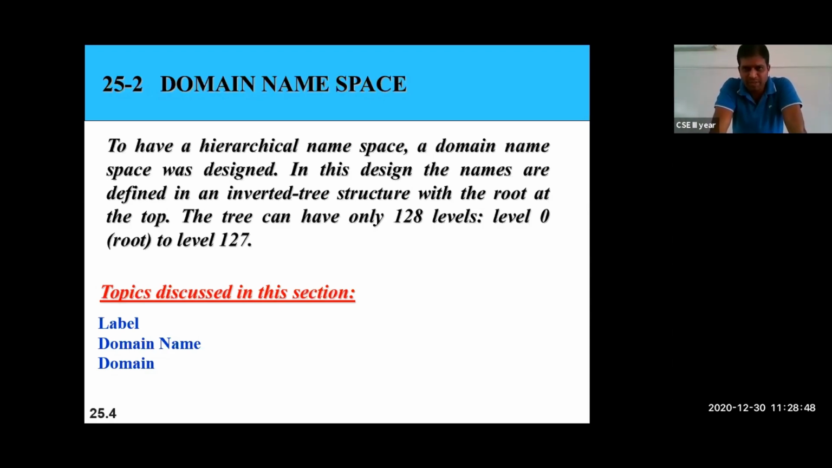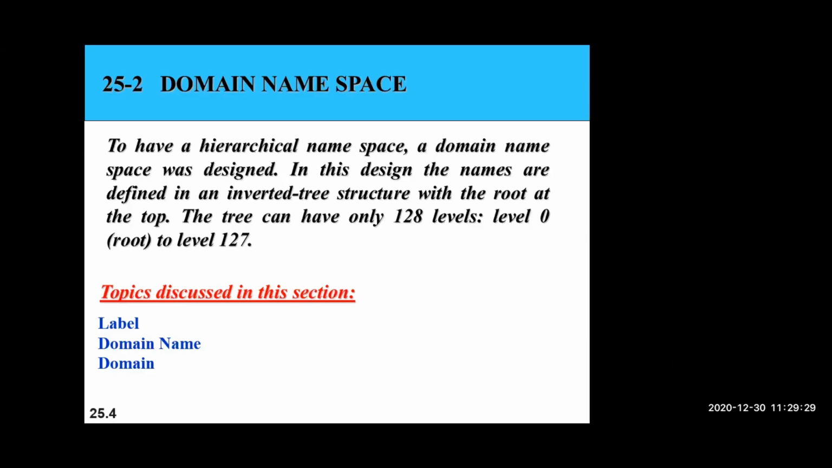To have a hierarchical namespace, a domain namespace was designed. In this design, the names are defined in an inverted tree structure. I'll show you that tree structure. They are defined in an inverted tree structure with the root at the top. The root is at the top. Remember this. Now you have to answer this question after a couple of slides. The tree can only have 128 levels from level 0 to level 127. How many levels do I have here in srecwarangal.ac.in? 3. That's it, as simple as that.